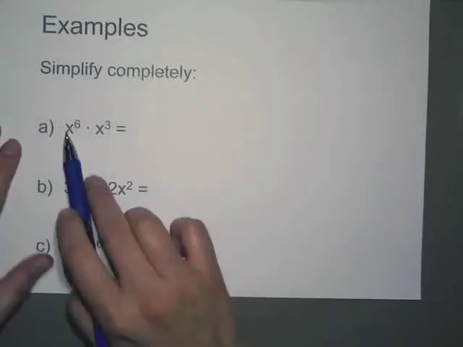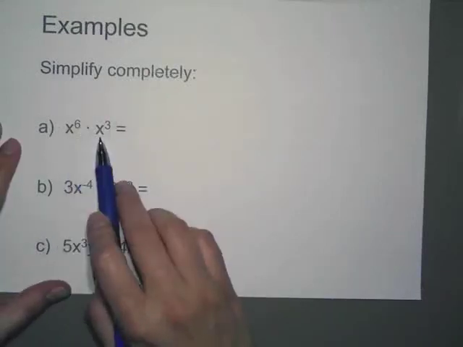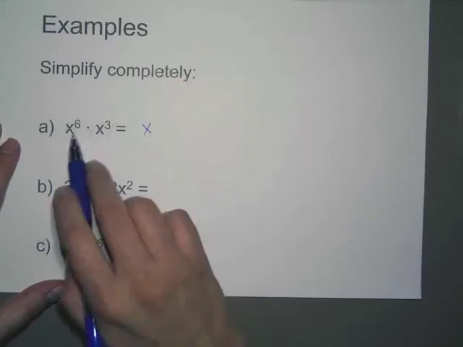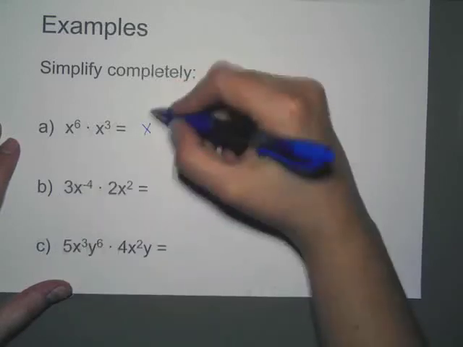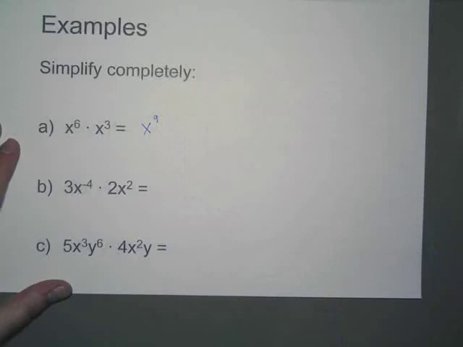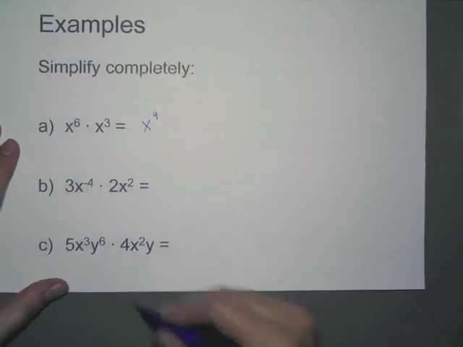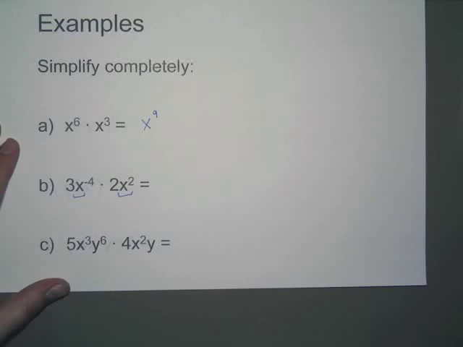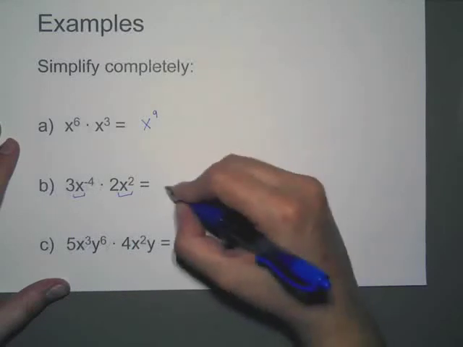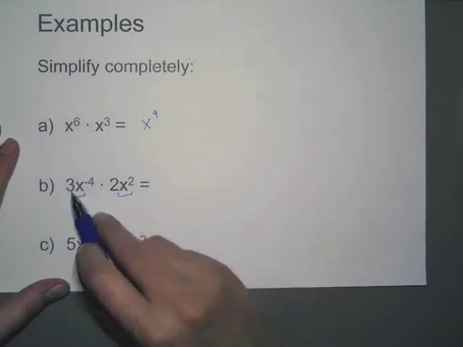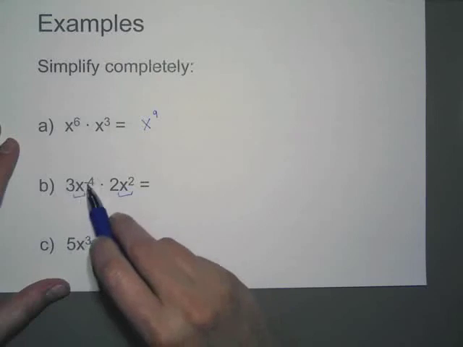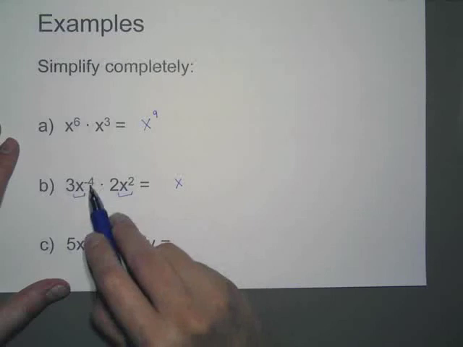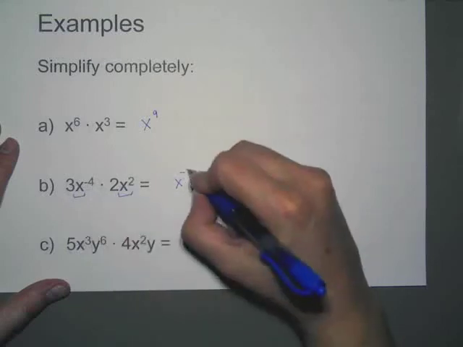Okay, here I see I have two of the same base, x and x. I'm going to keep that base, and I'm going to add my exponent. 6 plus 3 is x to the 9th power. All right, the next problem gets a little bit more complex. I do see that I have two bases of x in my problem. So I'm going to leave a little bit of space here because we still need to deal with these coefficients, these big numbers out in front. But I know that I'm going to add the exponents of these x's. So this becomes x to the negative 4 plus 2, which is the negative 2 power.